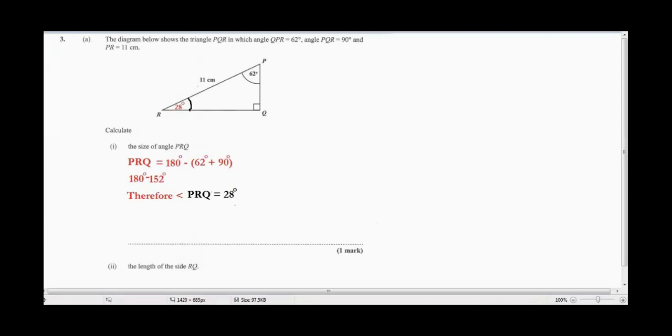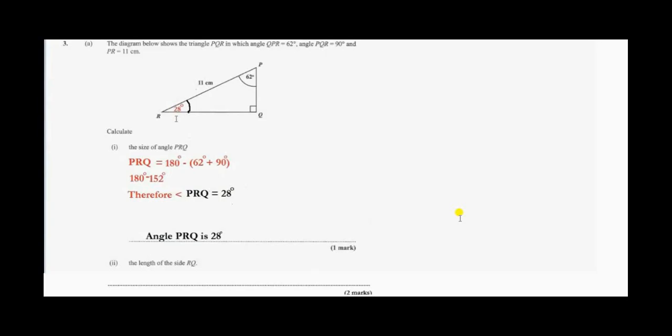So we can put in the measurement for the angle that we just found. Angle PRQ is 28 degrees. This is how we find the missing angle for this triangle. So let us solve part 2 of this question.